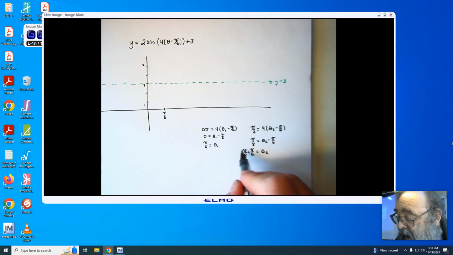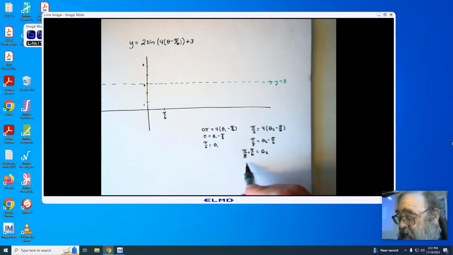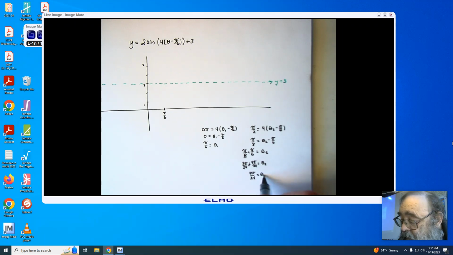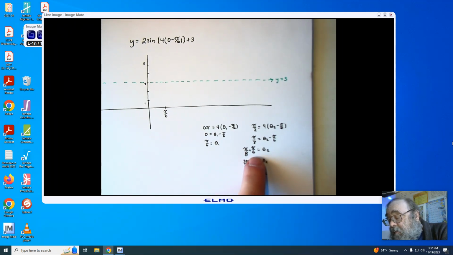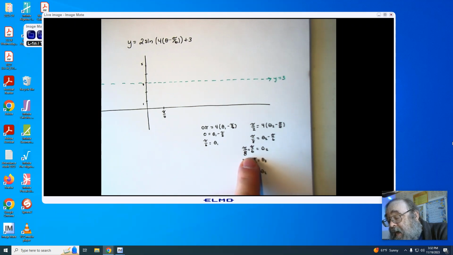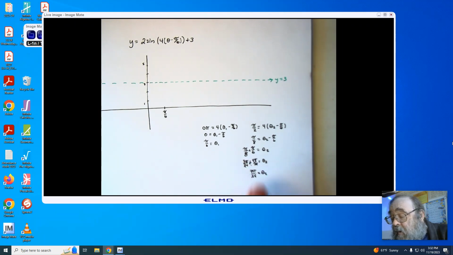I then multiply and add, and the common denominator is 24ths, so I have 3 pi over 24, and then I'm adding to it 4 pi over 24. This will then give me theta 2, and theta 2 I am now going to say is 7 pi over 24. So how far did I go to get to that 7 pi over 24? I went pi over 6 from the pi over 8, and that is 4 pi over 24.